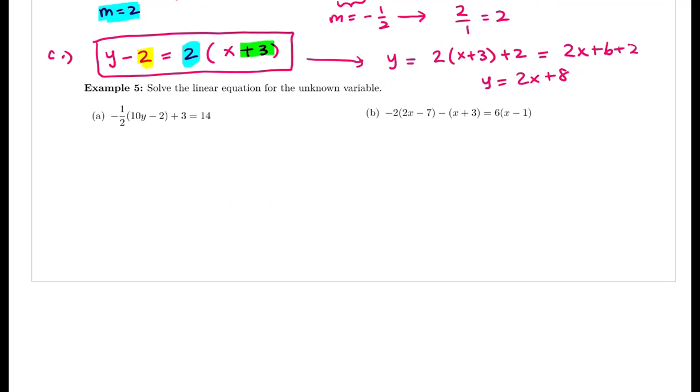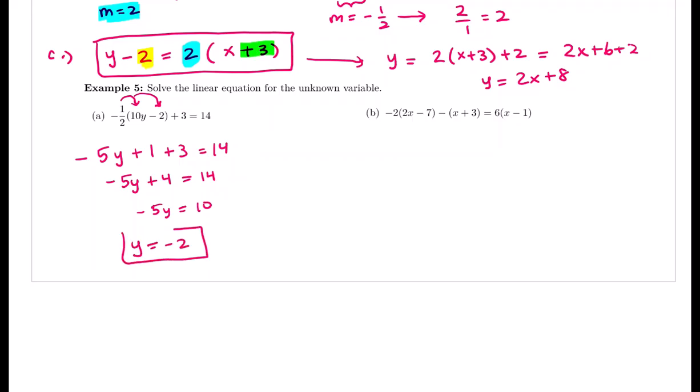Example 5 says solve the linear equation for the unknown variable. I'd like to isolate y in this first equation in part A. I will do that by distributing negative 1/2 into both of these terms, and that will give me negative 5 times y plus 1 plus 3 is equal to 14. I'm going to combine like terms. My next step is I will subtract 4 from both sides. And then finally, I would divide both sides by -2. And so my solution here is y equals -2.